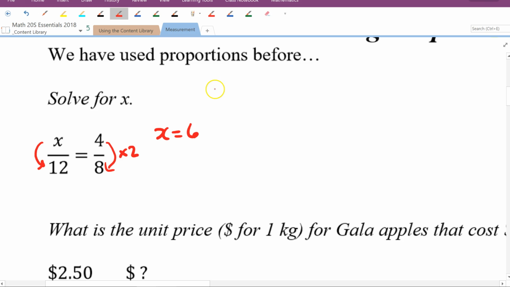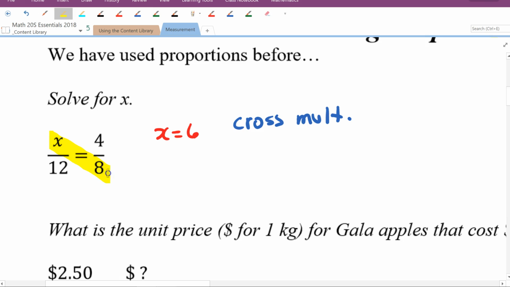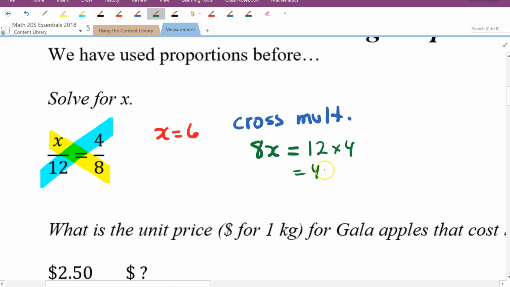But what about if I wanted to use cross multiplying? I'll erase this for a second. I need to multiply these two together, so x times 8, which is 8x, is equal to the other two multiplied together, 12 times 4. 12 times 4 is 48. So I'd say 8x equals 48.